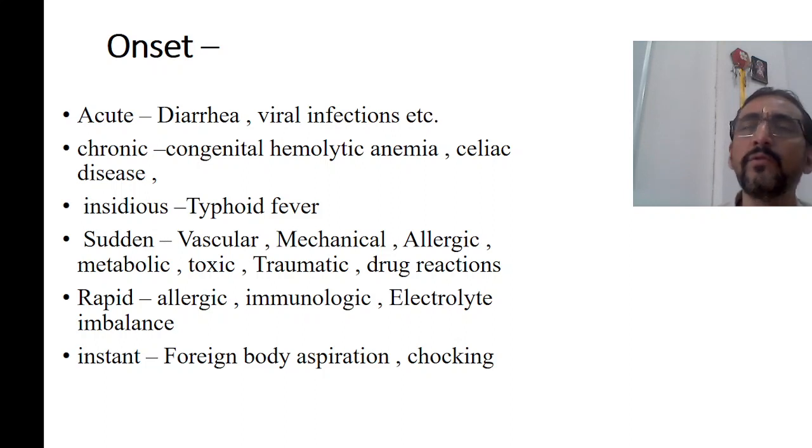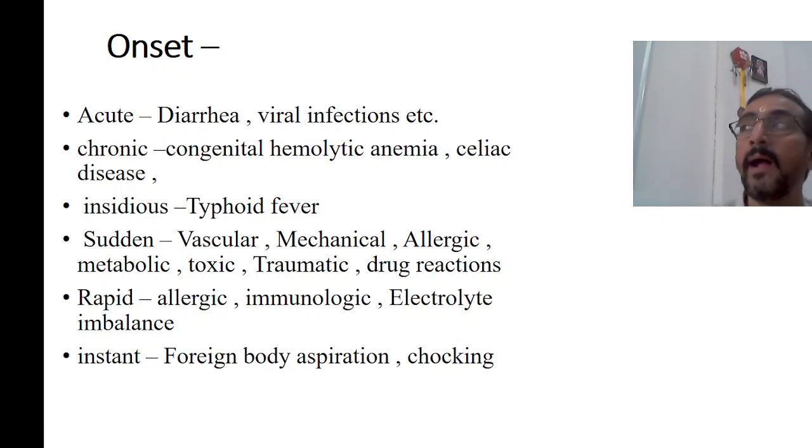For example, usually the bacterial infections are not very acute. Chronic onset is seen in congenital hemolytic anemias, celiac disease, tuberculosis, and Crohn's disease. So one is onset: look at whether it is acute onset, chronic onset, or insidious onset. Insidious means in between the acute and chronic, like typhoid fever. Typhoid fever is the best example of insidious onset.